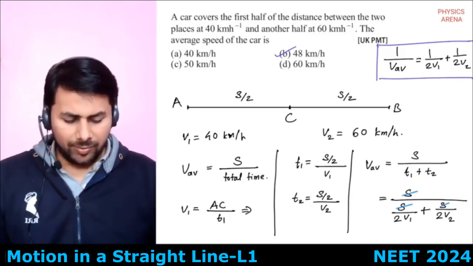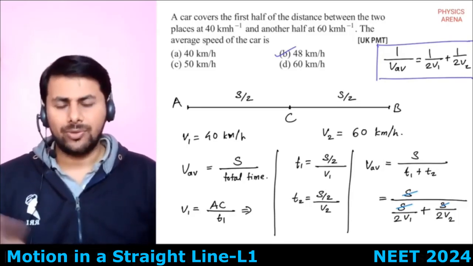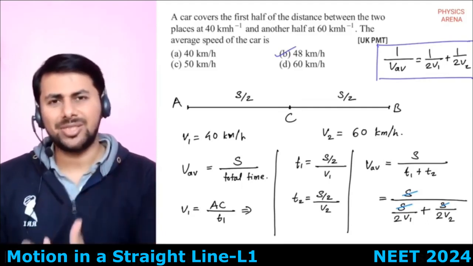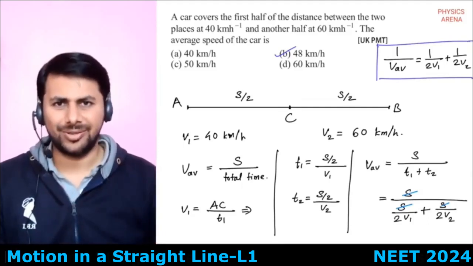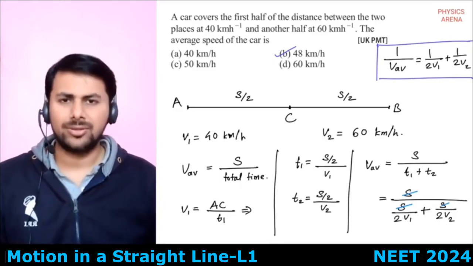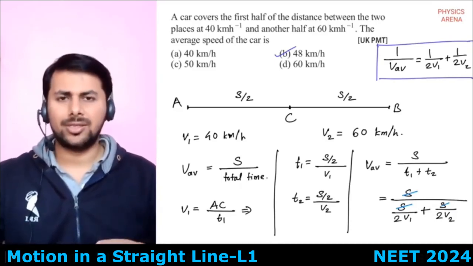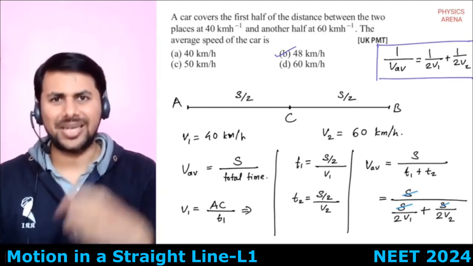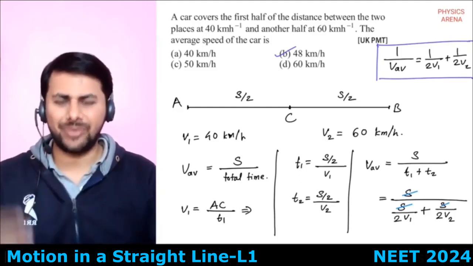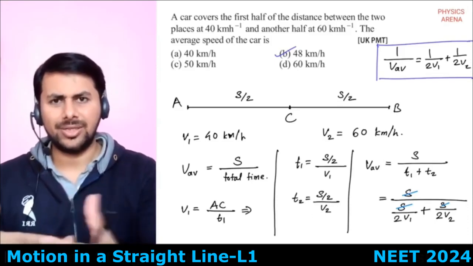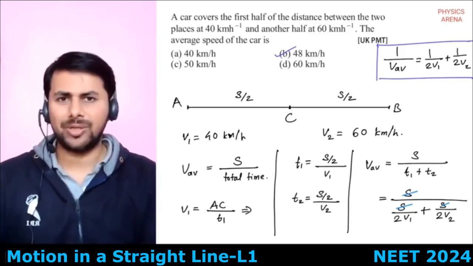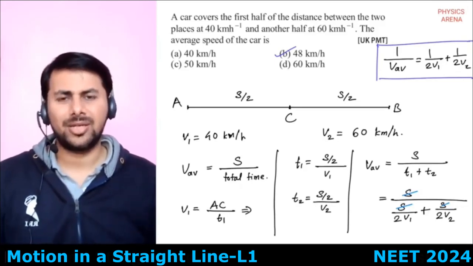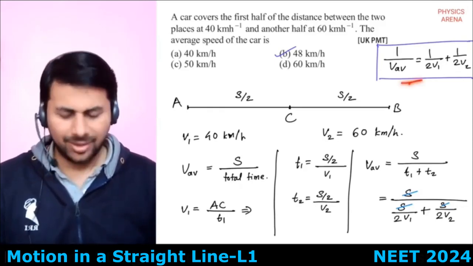Okay, but this is just for the case of if your car covers first half distance with some speed, next half distance with some other speed. Now your car can cover the total distance in three parts. First one third distance, s upon 3, with speed v1, second one third distance with speed v2, third one third distance with speed v3. So then will this formula work?